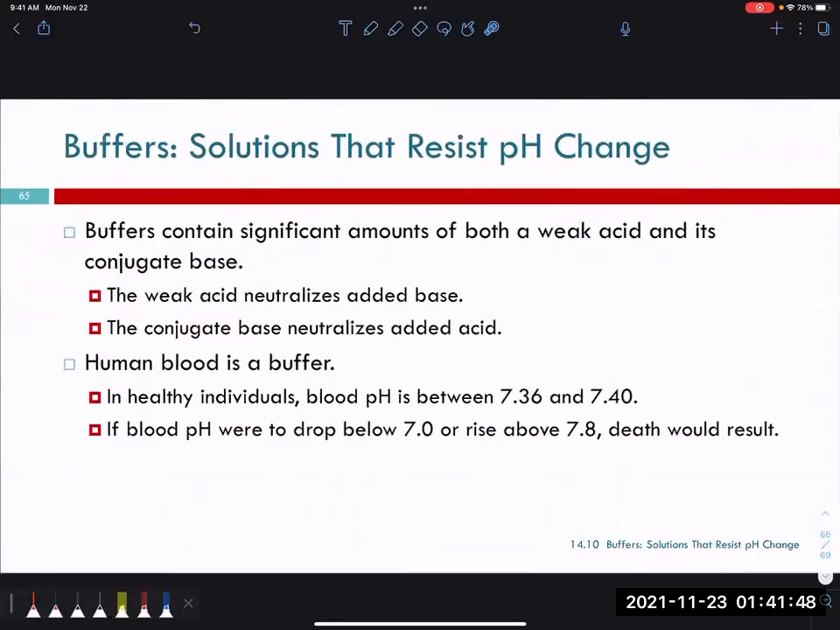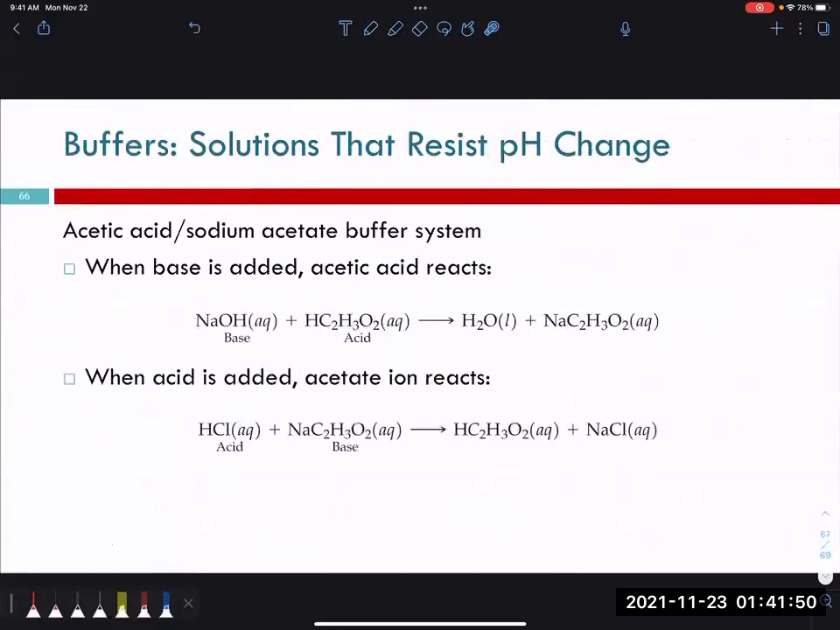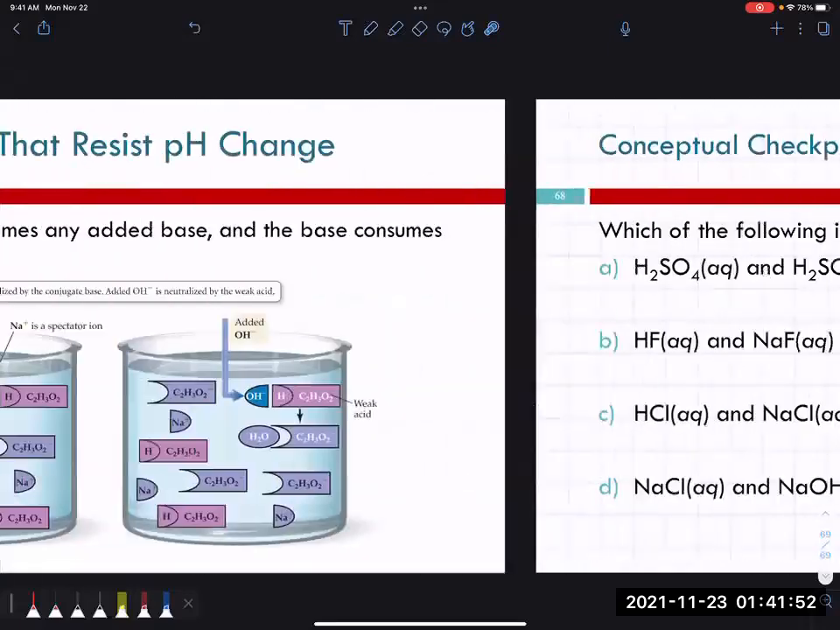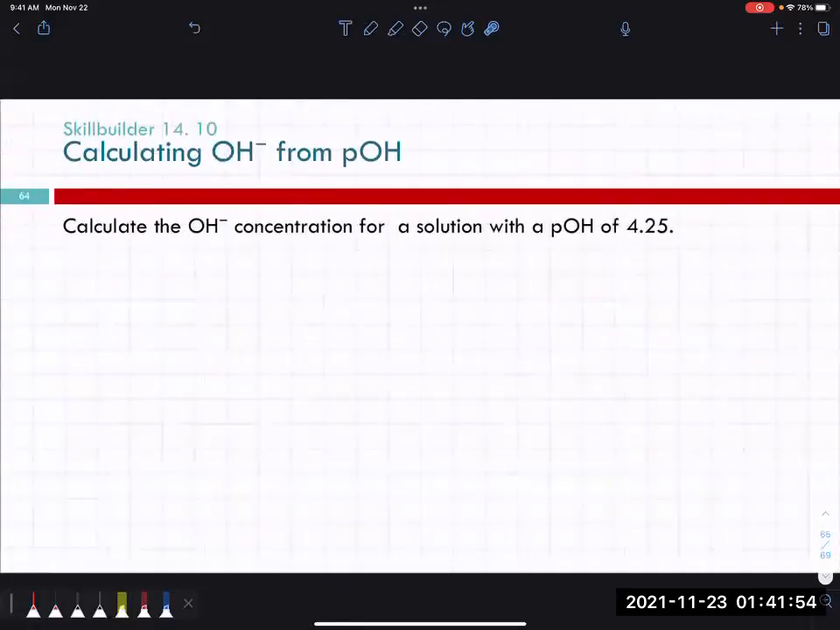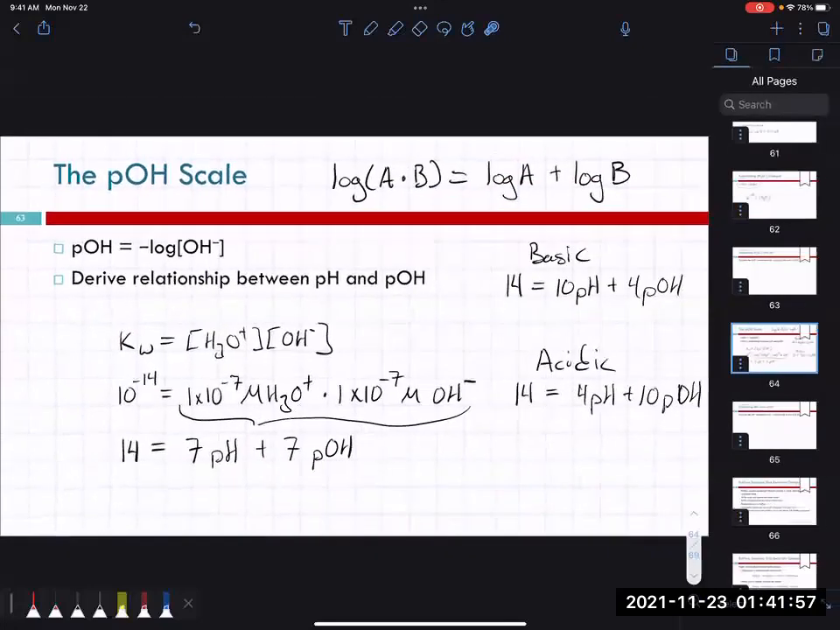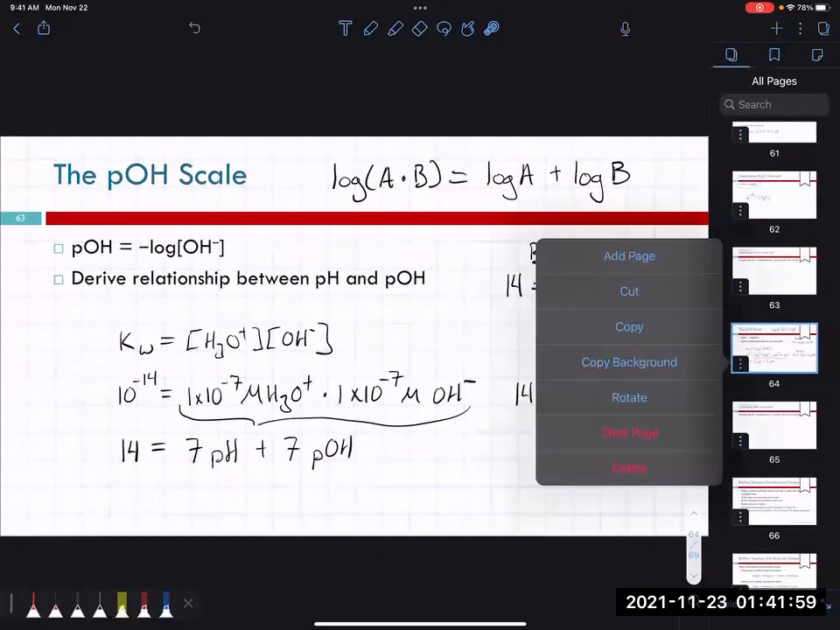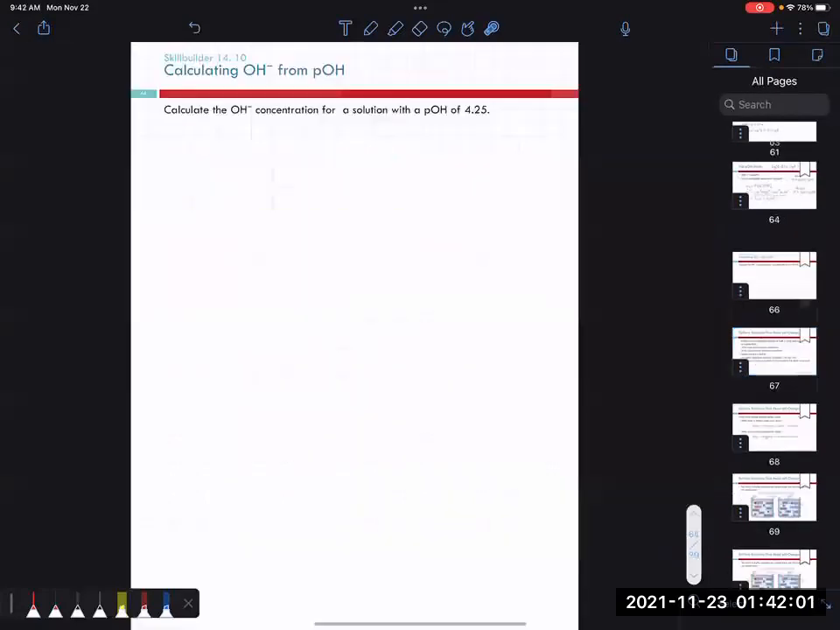So we can do that, but oh yeah, we're not doing buffers. Nope. Okay. I want to, there's one last thing. Add a page in here.